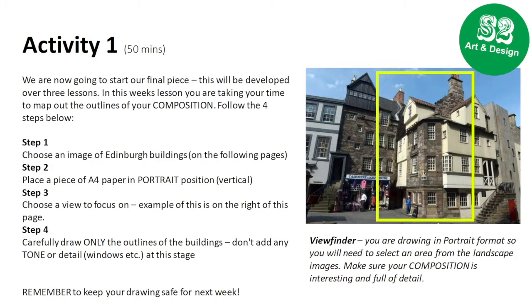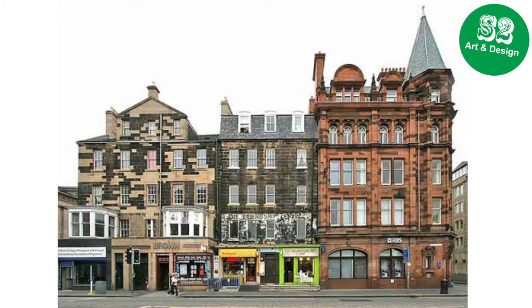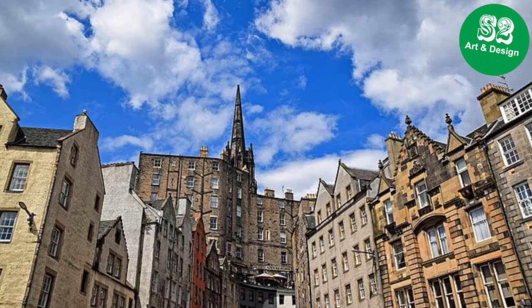So activity 1 today should take roughly 50 minutes, but you can work longer if you want to. I want you to follow the following steps, and we're going to start drawing our final piece. Step 1, you need to choose an image of Edinburgh buildings. The following pages of this PowerPoint have many different viewpoints from around Edinburgh, and we're really focusing on the old buildings. So we're looking at the detail of old historic buildings around Edinburgh.